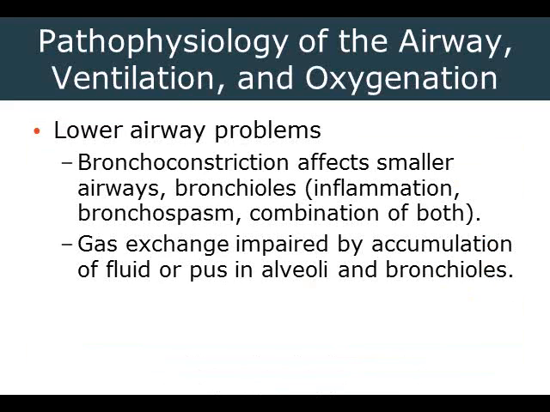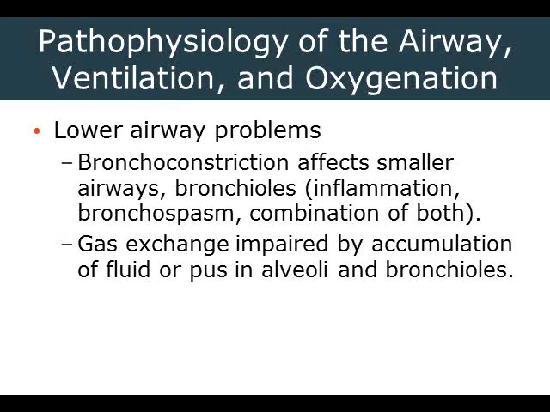So bronchoconstriction in the lower airway is going to obviously affect those smaller airways, the bronchioles, the terminal bronchioles, the smaller bronchi. You get some bronchospasm that can occur, whereas inflammation would be swelling. Bronchospasm is a constriction of those muscles, or you can have both. That's usually the case in asthma: you not only have the lining weeping and swelling as a result of inflammation, but then they're also irritated to the point that they start to constrict or spasm.